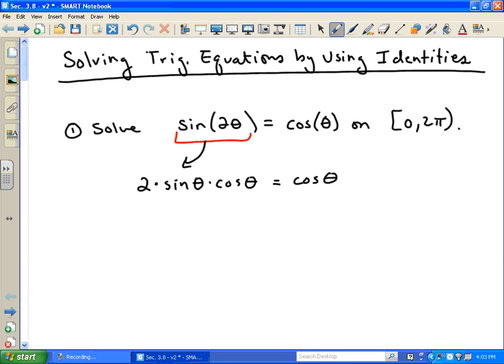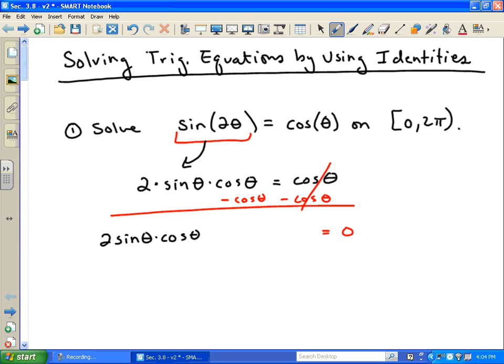Now we've solved one of our problems. One of our problems was that we had a double angle along with a single angle, and now you can see that we only have single angles. From here, what I can do is subtract the cosine function over to the left-hand side, and even though I can't combine any of the terms, I can rewrite it as 2 sine of theta cosine of theta minus cosine of theta.